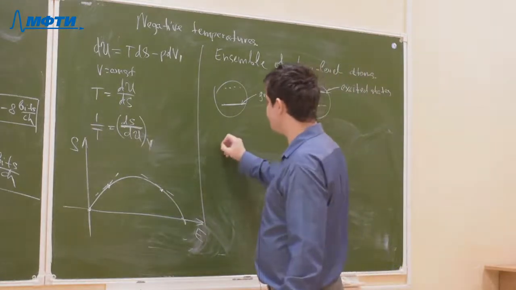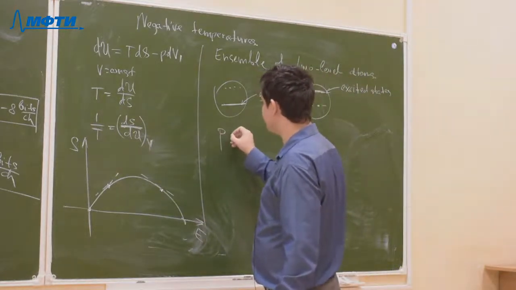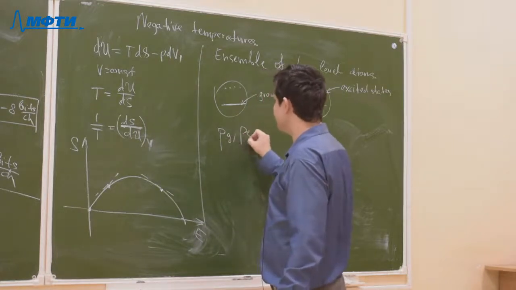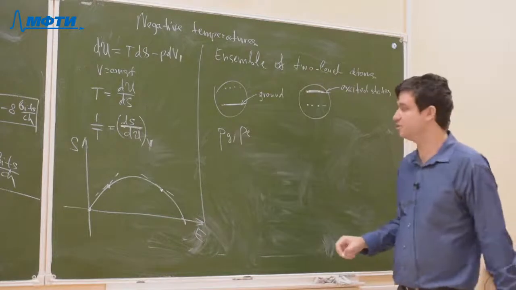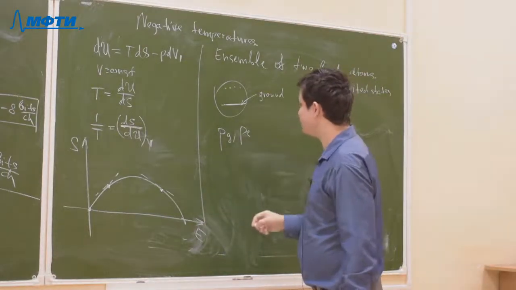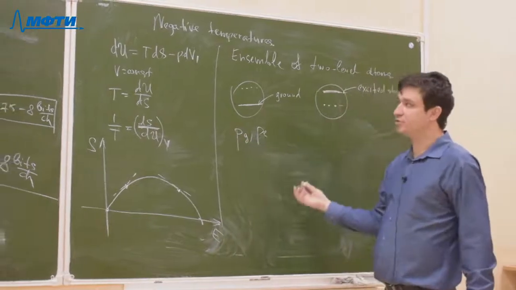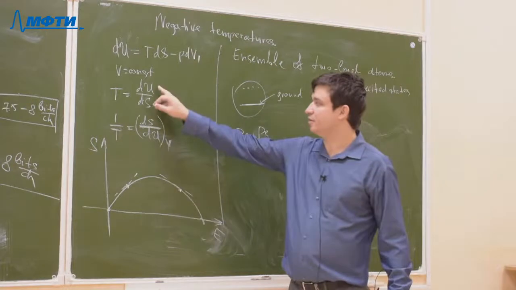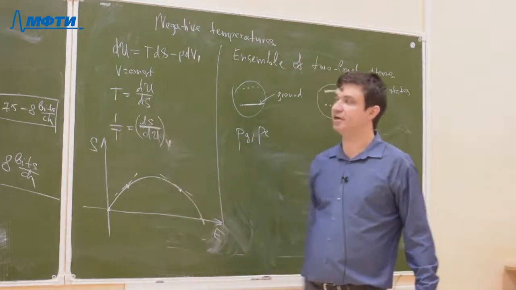So here we can assume that the probability for a ground state to be occupied is equal to Pg. The same probability for the excited state is equal to Pe. And based only on these probabilities, we can calculate both the internal energy and the entropy.